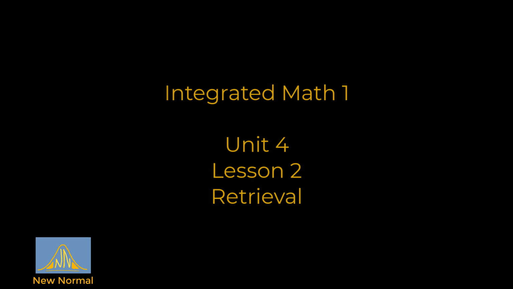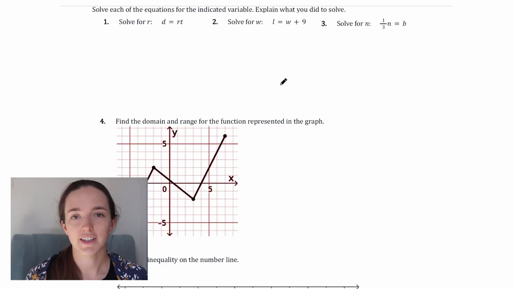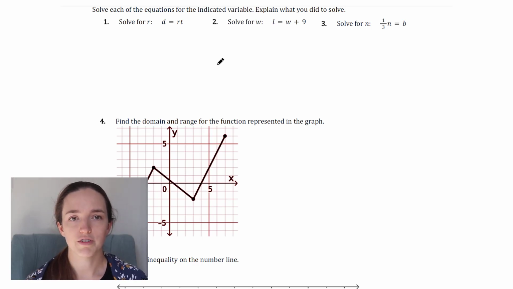This is the Unit 4 Lesson 2 retrieval. In our packet, it is on page 14. First set of questions, we have to solve each equation for the indicated variable and explain what we did to solve. So for number 1, we're supposed to solve for r.